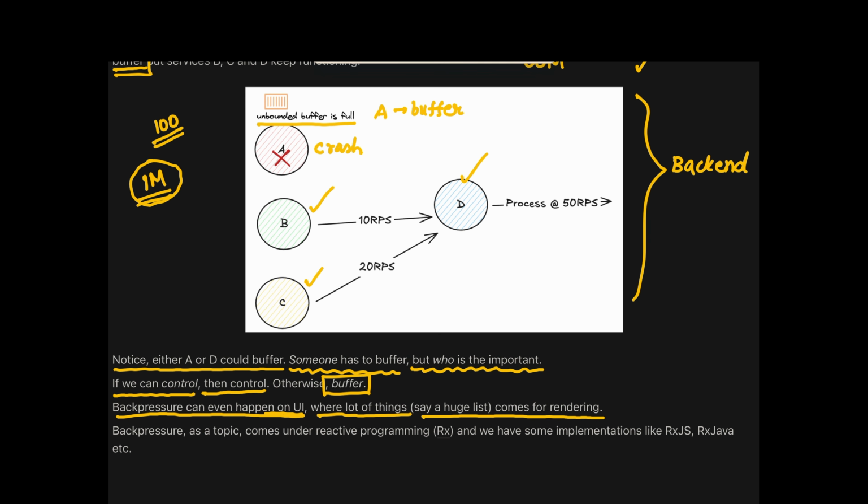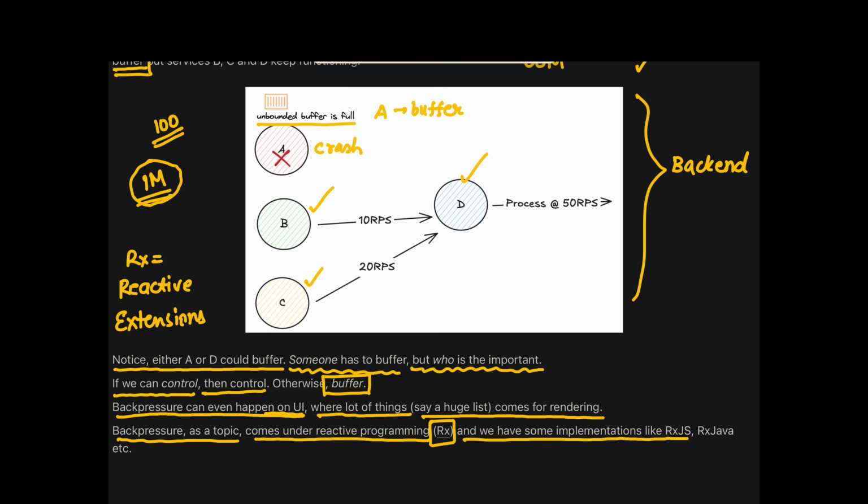Back pressure as a topic comes under reactive programming, also abbreviated as RX. RX stands for reactive extensions. And we have some implementations like RxJavaScript and RxJava. RxJava basically provides one class known as Flowable, which is a way to implement back pressure in Java.